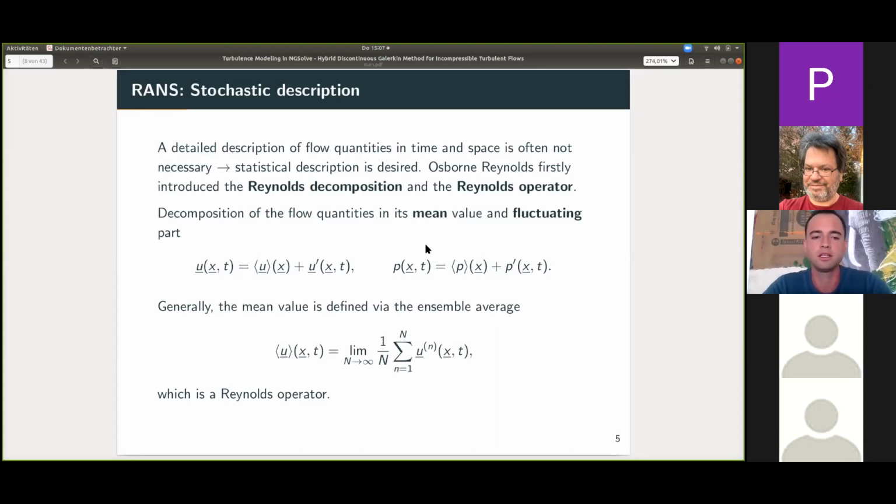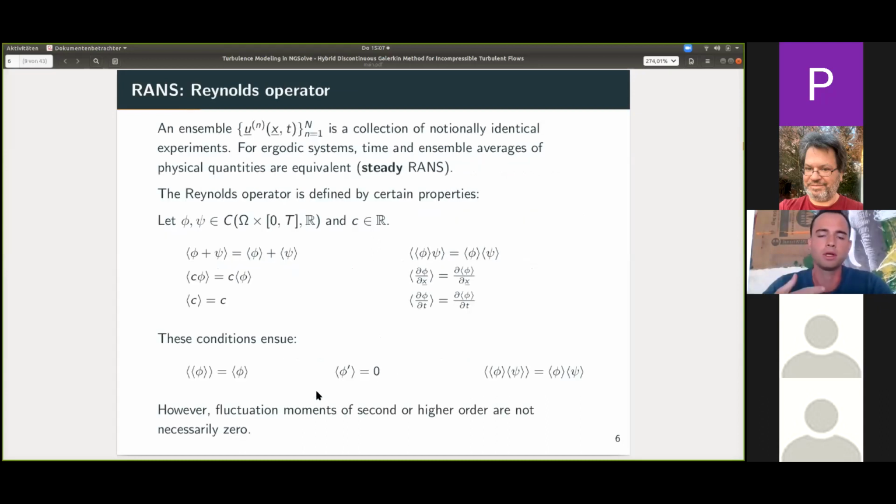And this is the decomposition of the flow quantities into a mean value and a fluctuating part, for the velocity as well as for the pressure. Generally, this mean value is defined by this ensemble average, which is a Reynolds operator. Historically, an ensemble is a collection of nominally identical experiments.